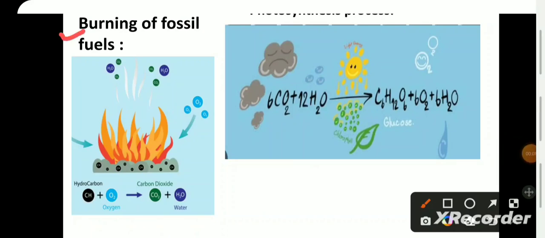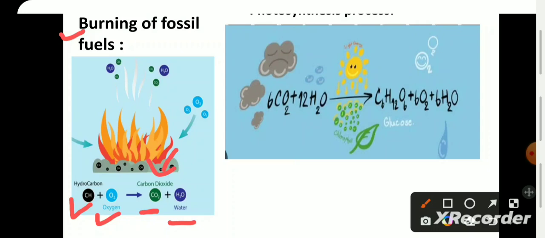First, burning of fossil fuels. As you already know, what are fossil fuels? Fuels which we obtain from dead and decaying organic matter, that is fossil fuels like diesel, petrol and natural gas, all come under the category of fossil fuels. So whenever such fossil fuels get burned, burning means they react with oxygen and produce carbon dioxide gas and water. Carbon dioxide gas is also called a greenhouse gas. So, this is also a chemical change.